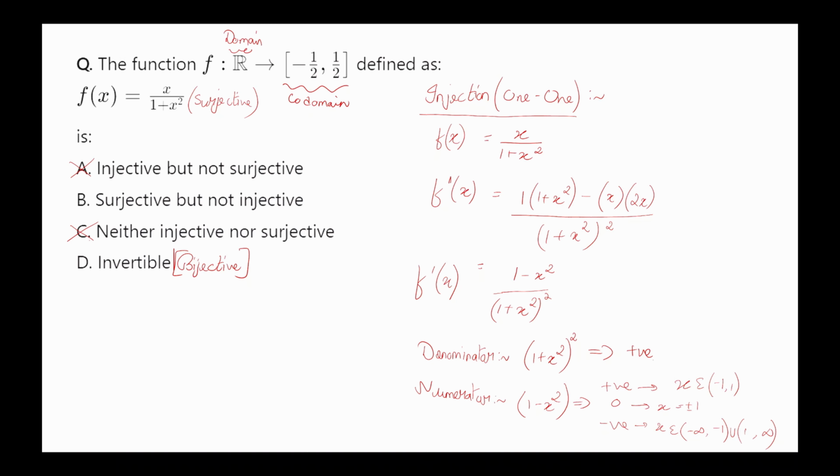So if I start putting each and every value, from minus infinity to minus 1, I would get a negative value. If I start putting the values from minus 1 to 1, I would get a positive value. Then I would get 0. Then I would get positive values again, and then I would again start getting negative values. That means my numerator is changing its sign.